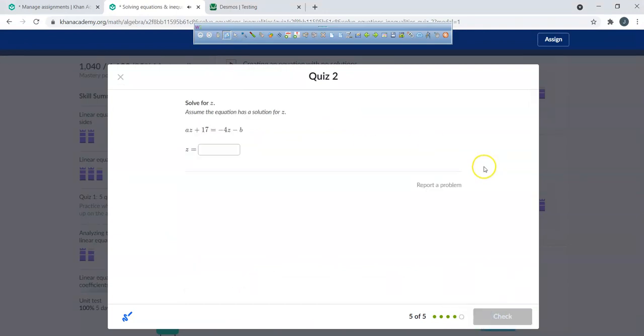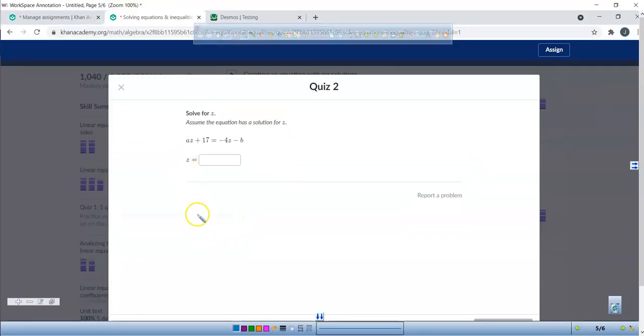Okay, here we go. We're solving for a variable. It says we're solving for z. It's kind of hard to see, so I'm going to make it a lot bigger. It says a times z plus 17 equals negative 4z minus a b. So you're going to need to write this down because this takes a little bit of time and effort. So write that down nice and neat.